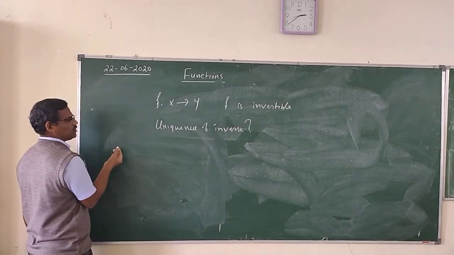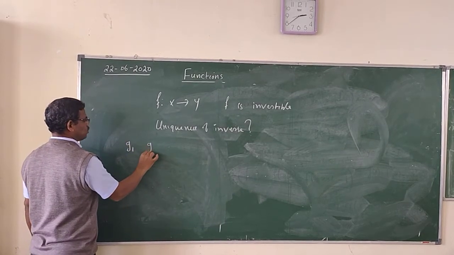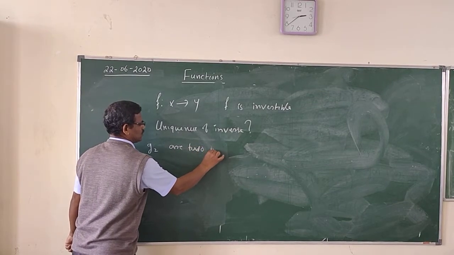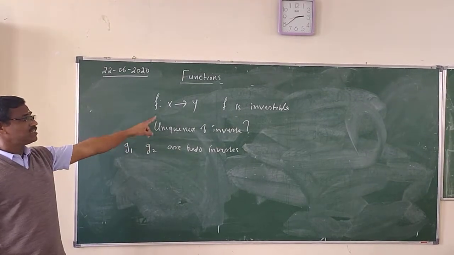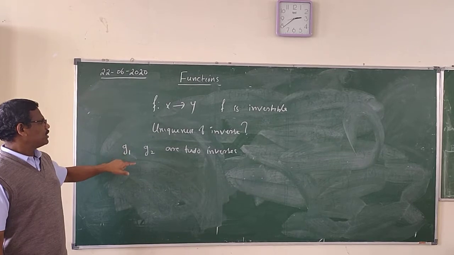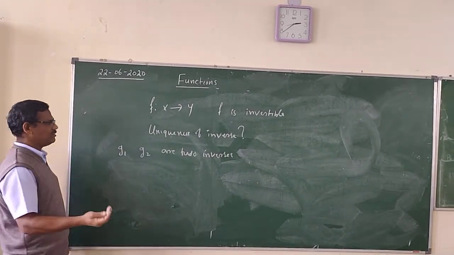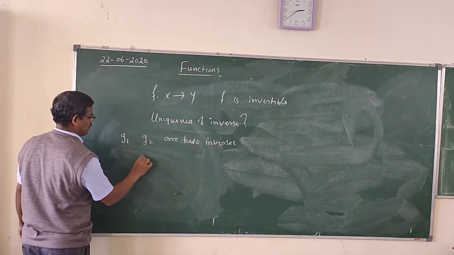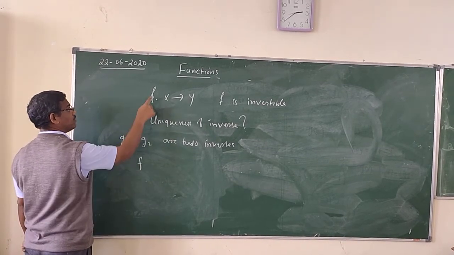So for the proof of this, we will take it some other way. Say let g1 and g2 be two inverses. We want to prove that it has only one inverse. So for proving that uniqueness, let us take g1 and g2 as the two inverses and let us see what is going to happen. Since g1 and g2 are the two inverses of f, that means g1 is one inverse of f and g2 is another inverse of f.